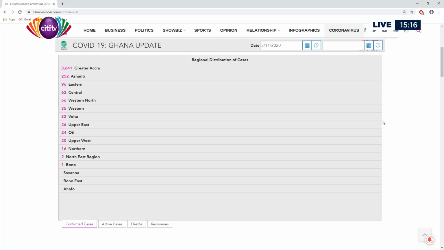Eastern region, a week ago, 70. Now they are on 96. It's not that bad. So Greater Accra, how we moved from 1,795 to 3,751 in 8 or 9 days. So those are the main headlines for me from these numbers. It tells you that things seem to be moving southward, and it's not good. Not at all. It's not good.